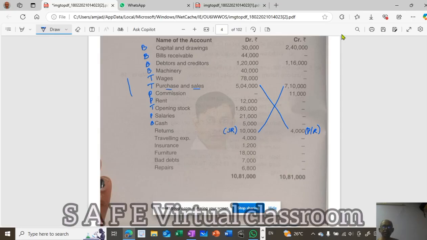Traveling. Traveling is an expense, so it'll go into profit and loss. Insurance.